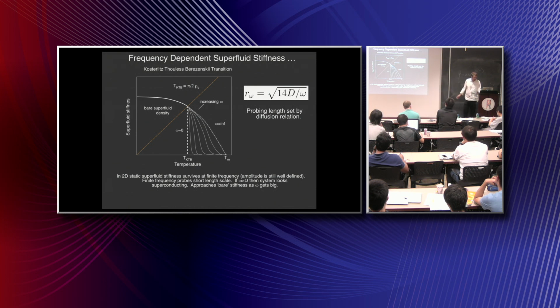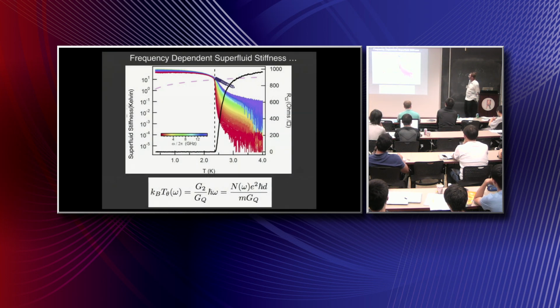Okay, so that's the cartoon. That's the actual data that we measure in our Corbino geometry setup. So this is the superfluid stiffness measured as a function of temperature, measured at different frequencies. Blue is at the highest frequencies, of order about 15 gigahertz, and red goes down to very low frequencies. This dashed line is the Kosterlitz-Thouless transition, and you can see these curves start to splay off from each other exactly where it matches the dashed line.